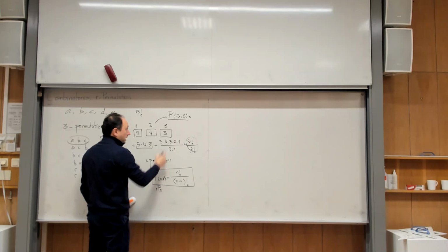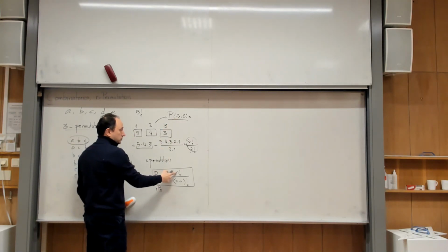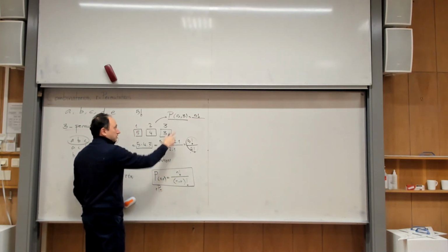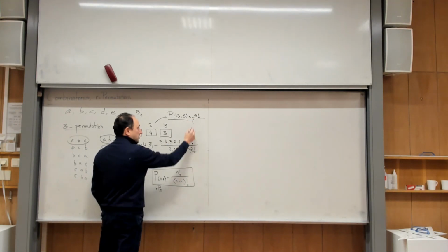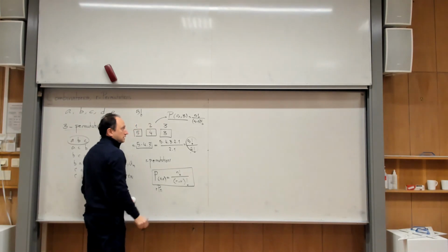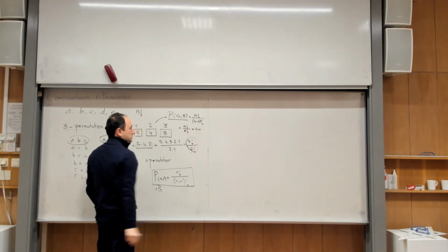So n, here 5 is playing the role of n. So it goes to the numerator. And then 3 is playing the role of this r. So this becomes n minus r, whatever it is, factorial. The numerator becomes 5 factorial. 5 minus 3 is 2 factorial. And if you want to calculate it, it becomes 60.